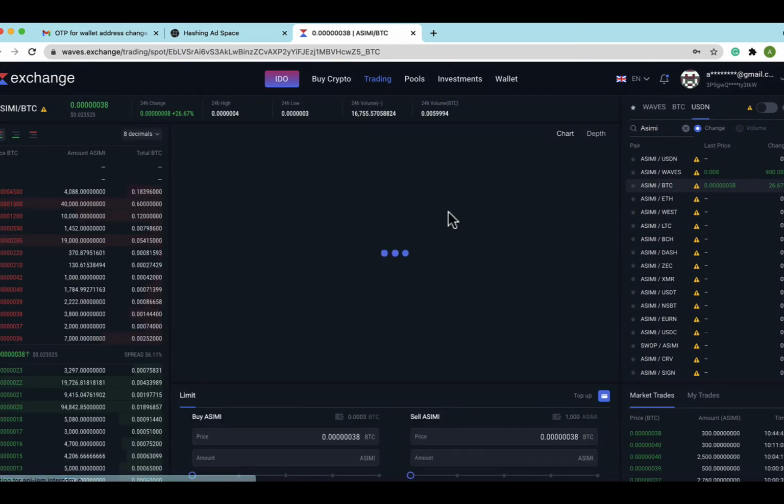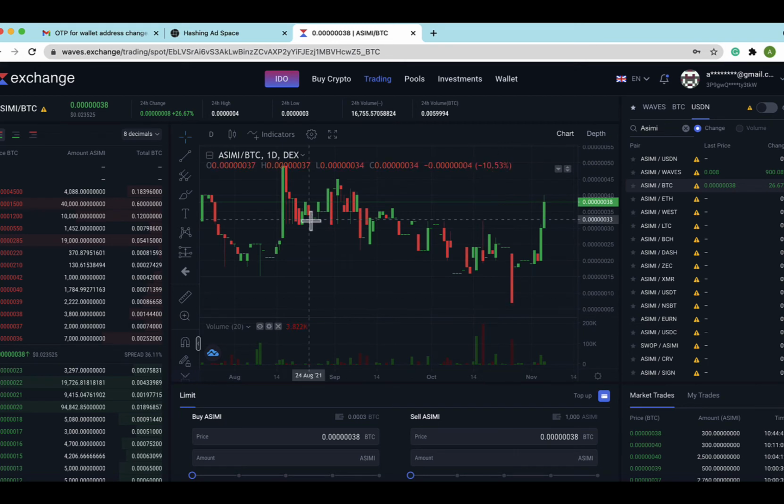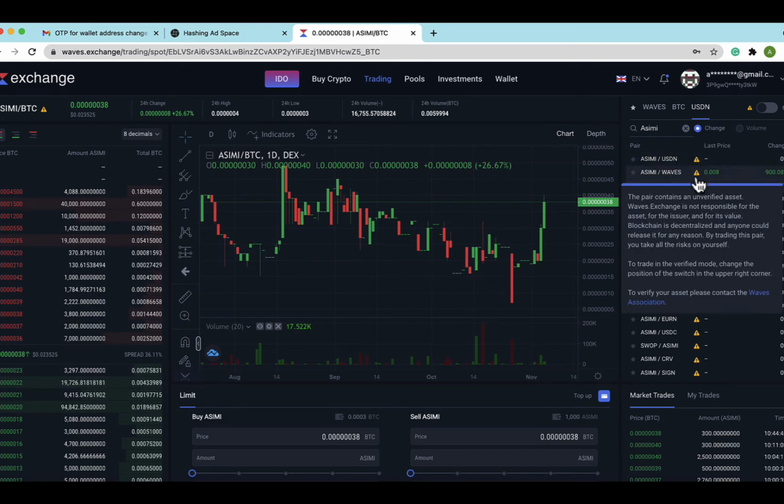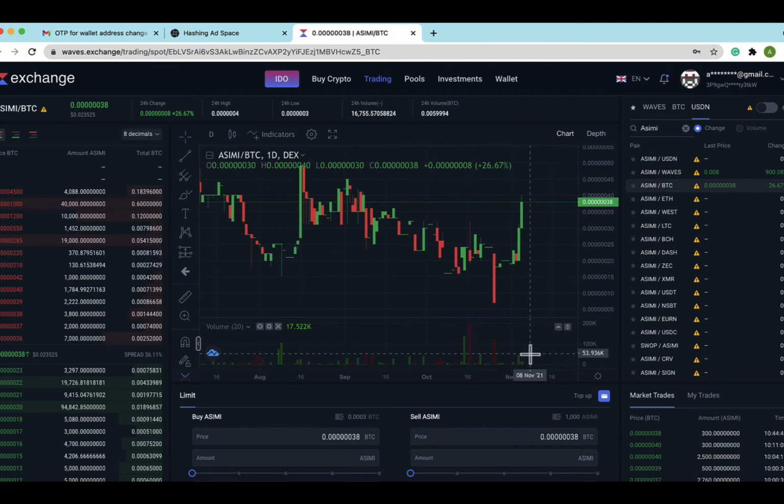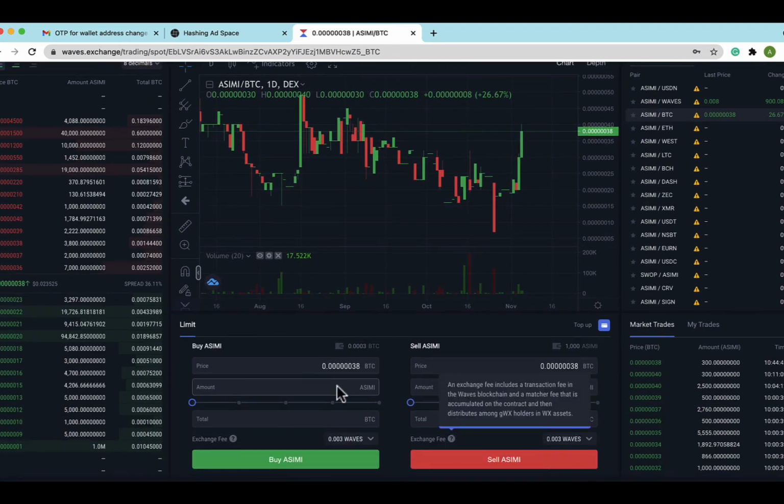And if you're unfamiliar with an exchange altogether, over on the left we have the sell orders and the buy orders for ASIMI that are placed there waiting. Over here we have the different trading pairs that you can select from, and down the bottom here, this is where we can actually complete our trade. So you can buy ASIMI, meaning that you can exchange your Bitcoin for ASIMI tokens, or you can sell ASIMI, meaning that you could exchange your ASIMI and receive Bitcoin in return.